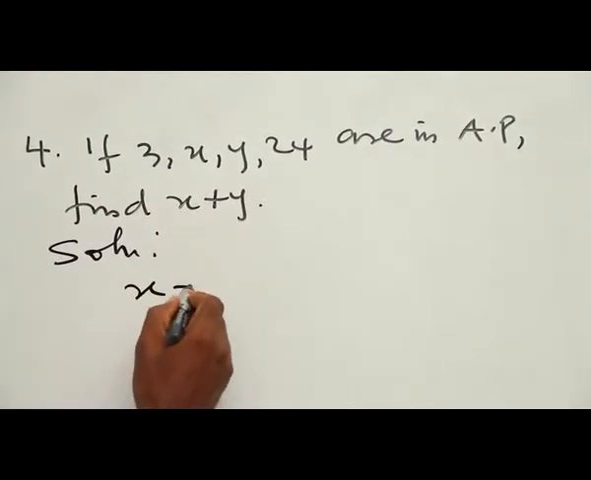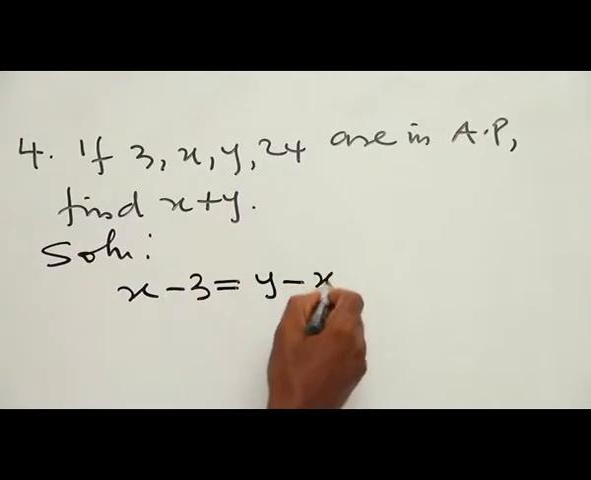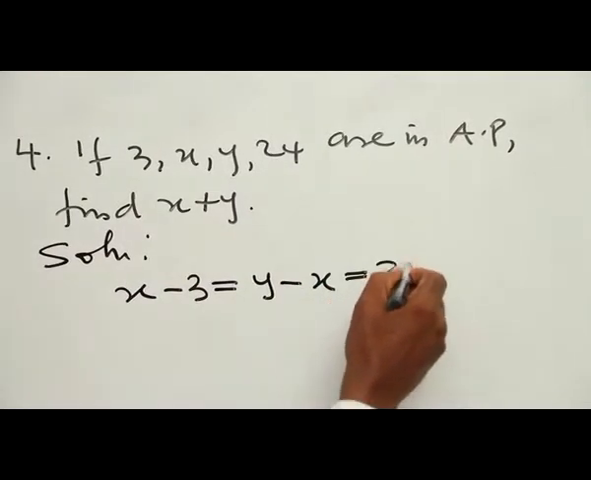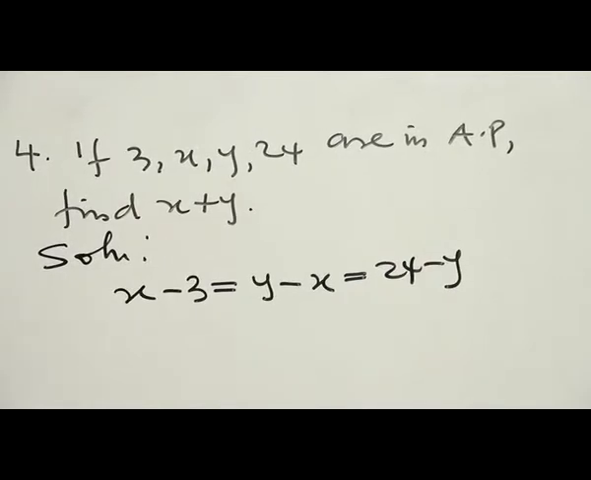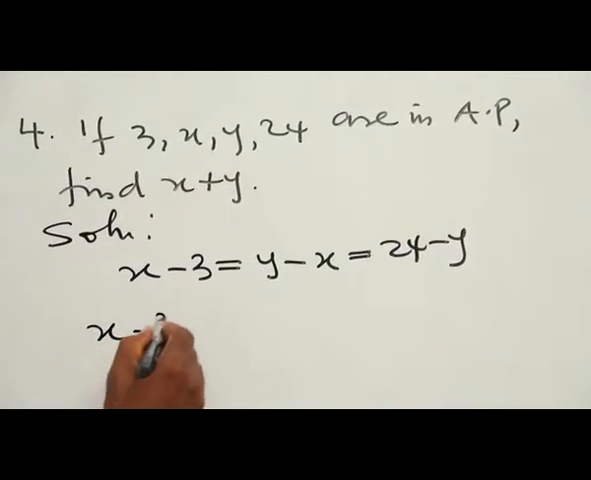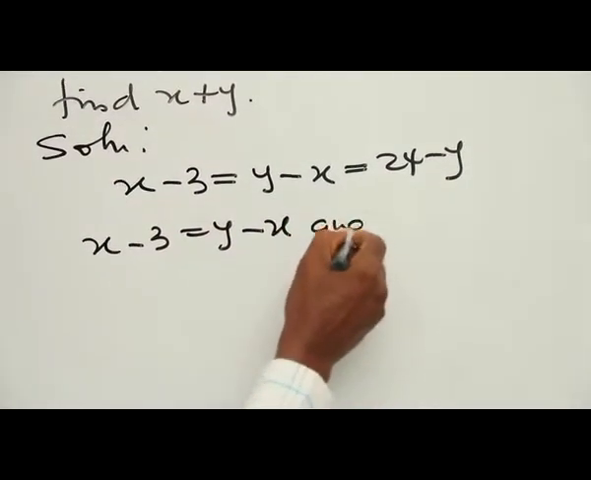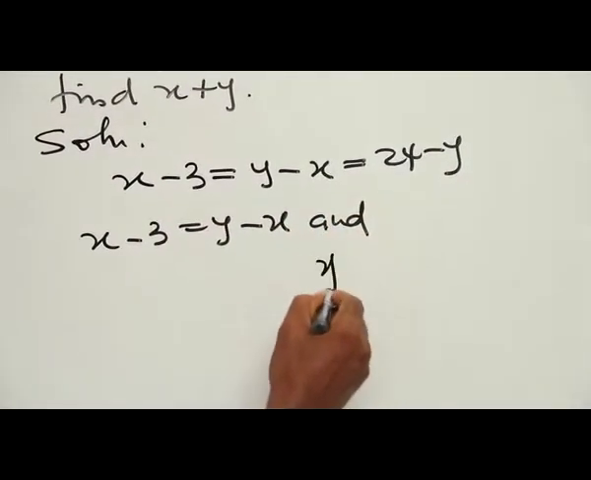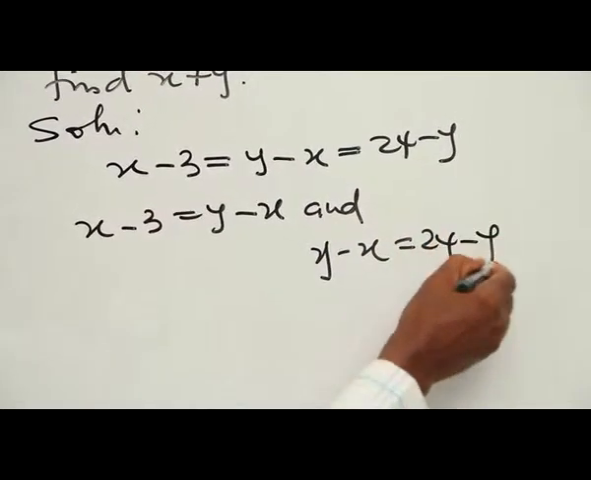Our s minus 3 will be equal to our y minus s, and that will be equal to our 24 minus y. Using this expression, we can now have s minus 3 is equal to y minus s, and of course, we have that our y minus s will be equal to 24 minus y.